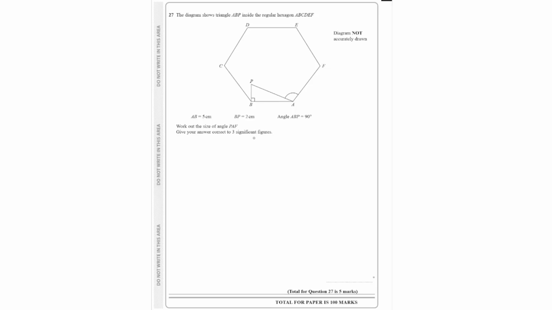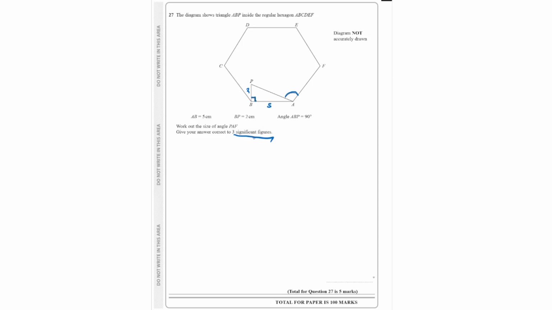The diagram shows triangle ABP inside the regular hexagon. Work out the size of angle PAF, which is here. Give your answer correct to three significant figures. First off, before we do anything, we write down the values given. So A to B is 5 centimeters, and B to P is 2 centimeters. Angle ABP is 90 degrees, which is already given.